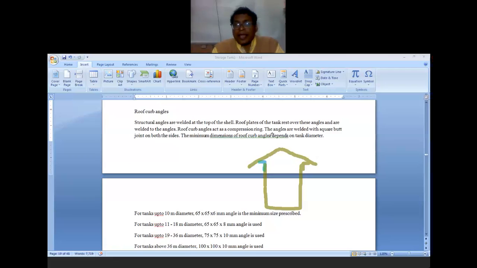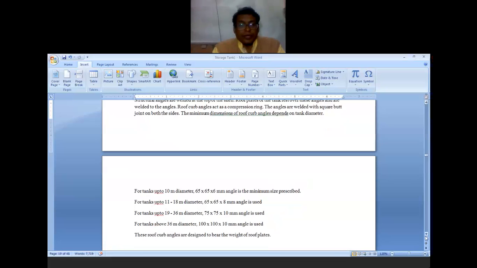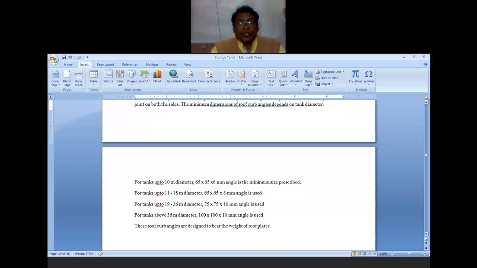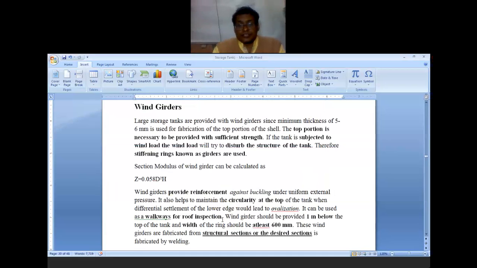Roof curb angles act as a compression ring because all the load of this roof will be resting on this angle. The angles are welded with a square butt joint. The minimum dimensions of the roof curb angle depend on the tank diameter. So depending on the tank diameter, for tanks up to 10-meter diameter, it is generally a 65 by 65 by 6 millimeter angle that is used. So 65 is the length, 65 is the width, and the thickness of this angle is 6 mm. So depending on the tank diameter, the thickness, length and width of the angle are going to vary.